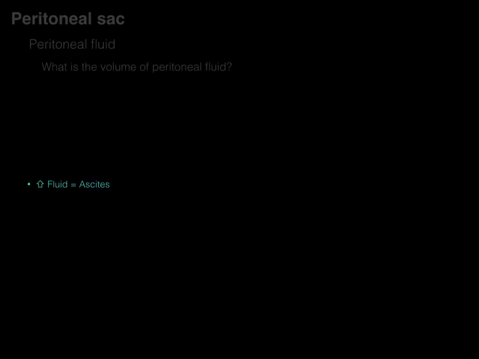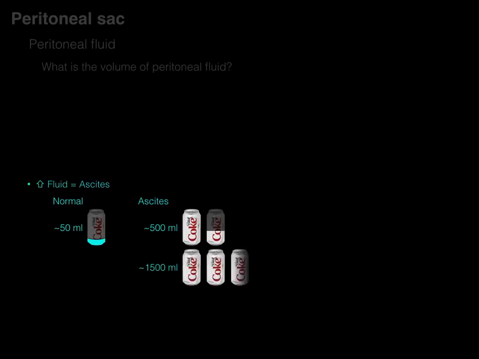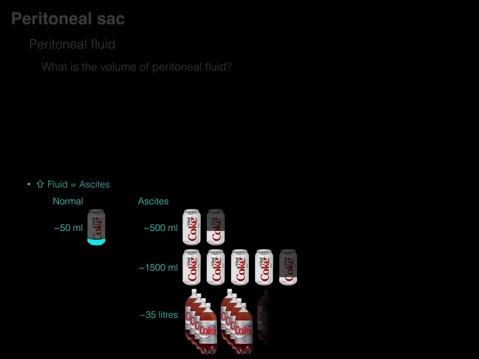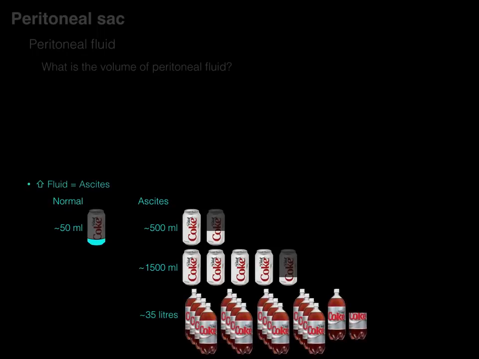Now, if you have too much peritoneal fluid, it's called ascites. And so there's normal, about 50 milliliters. And ascites can be as little as 500 milliliters, which is about a can and a half of Diet Coke, to 1,500 milliliters. And now we're getting close to a little over 4 cans of Diet Coke. And at times, people who have really bad ascites, 35 liters.